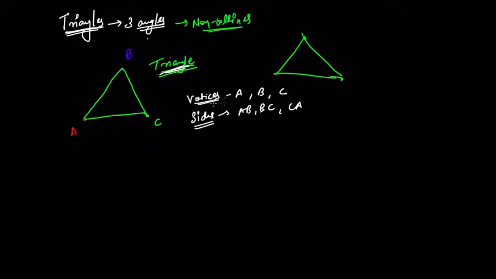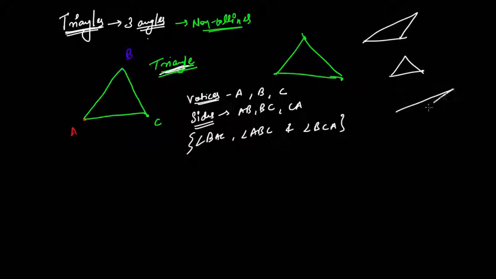Also, since there are 3 vertices, there will be 3 angles formed. So let us name what those angles are. Angle BAC, angle ABC and angle BCA. These are the 3 angles formed when you draw a triangle, right? So a triangle can be of any shape. It can be like this, it can be like this, it can be like this, anything, or maybe like this, any shape. Based on its shapes and angles, we'll classify triangles later, but as of now, I want you to focus on how a triangle is formed and what all constitutes a triangle.